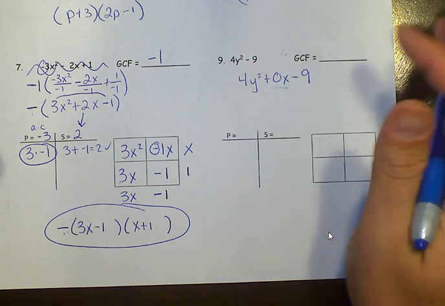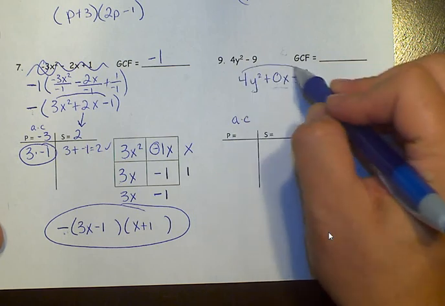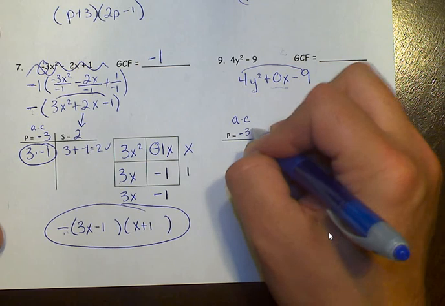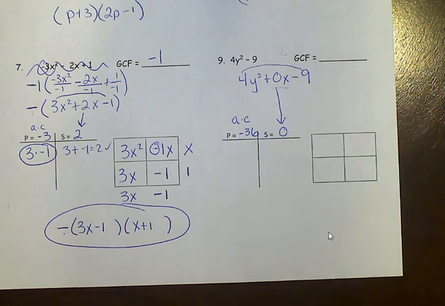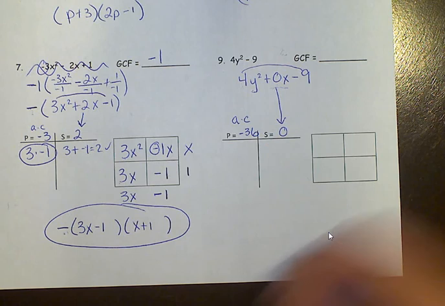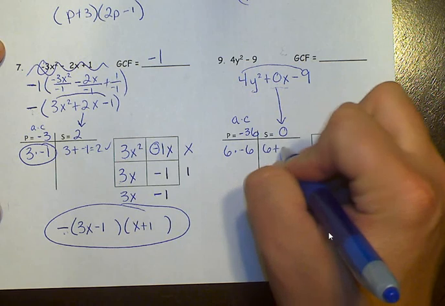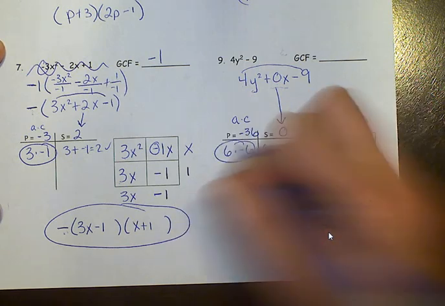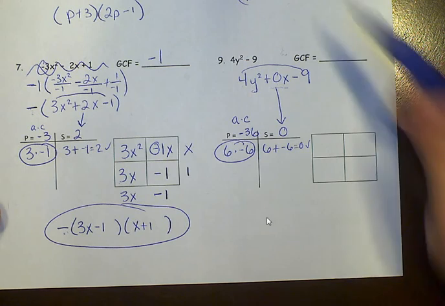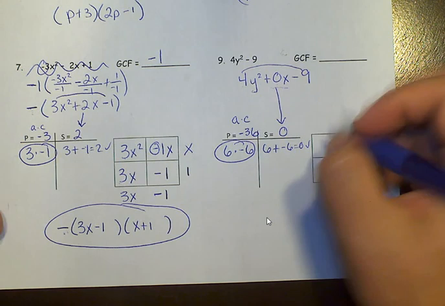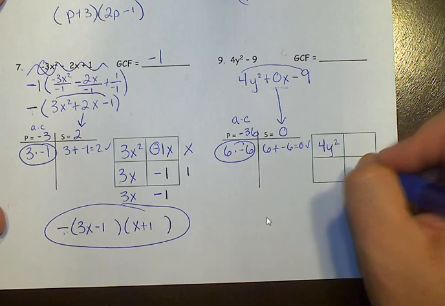My product is A times C, so my A times my C is negative 36. My sum is 0. And I know that's 6 times negative 6. 6 plus negative 6 equals 0, so that's what I want. And I'm going to use these terms. 4y squared is my quadratic. That goes in my top left. Negative 9 is my constant. That goes in the bottom right.